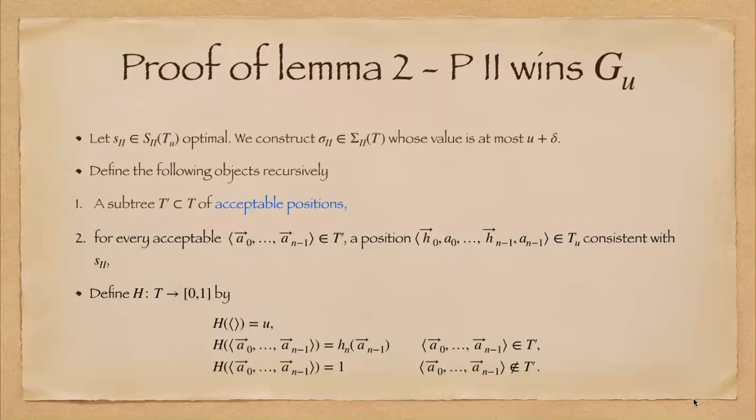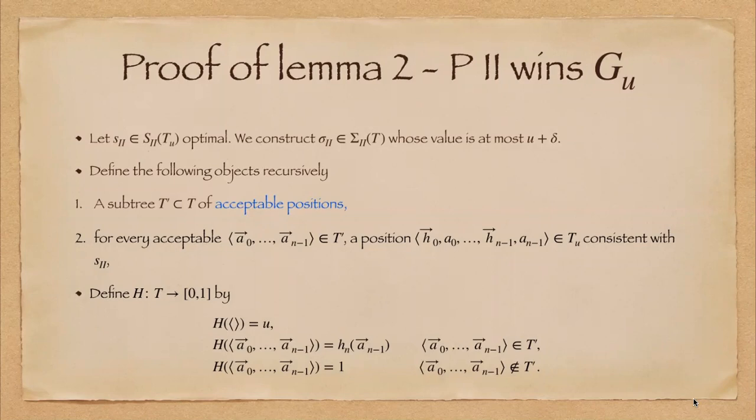And the rules are as follows, and also I'm going to define another object for an acceptable position: a sequence of moves of player 1. So we are in the head of player 2. Player 2 has to imagine some moves in the auxiliary game, because they don't play the auxiliary game. They actually play the Blackwell game, but in order to use S2, player 2 needs to imagine something happening in the auxiliary game. So we say that for every acceptable position, player 2 will be able to find some h0 to hn minus 1, some moves of player 1 in the auxiliary game, such that the resulting position in the auxiliary game is consistent with S2.